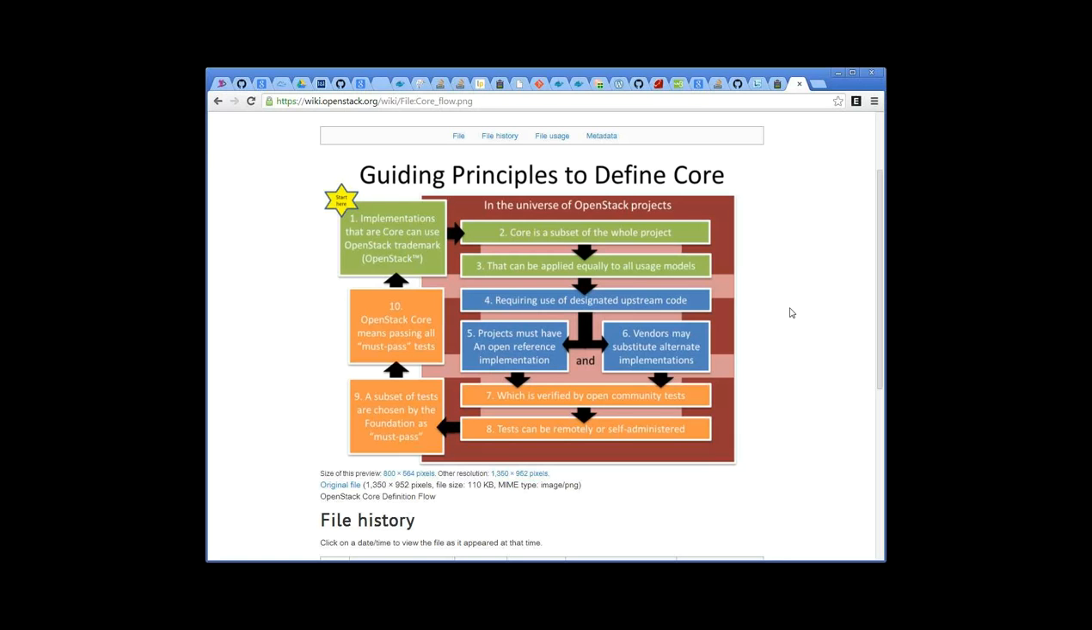That's number 8. So of those tests, we have lots and lots of tests. Not all of them would be required for core, so there needs to be a process by which we say some of those tests are the required tests and some are not. That's another part of the work we're doing, the RefStack work and a lot of the criteria scoring process that we're doing. That's a whole other conversation to pick those tests. And then if you pass all the must-pass tests, then you would be able to use the OpenStack brand.